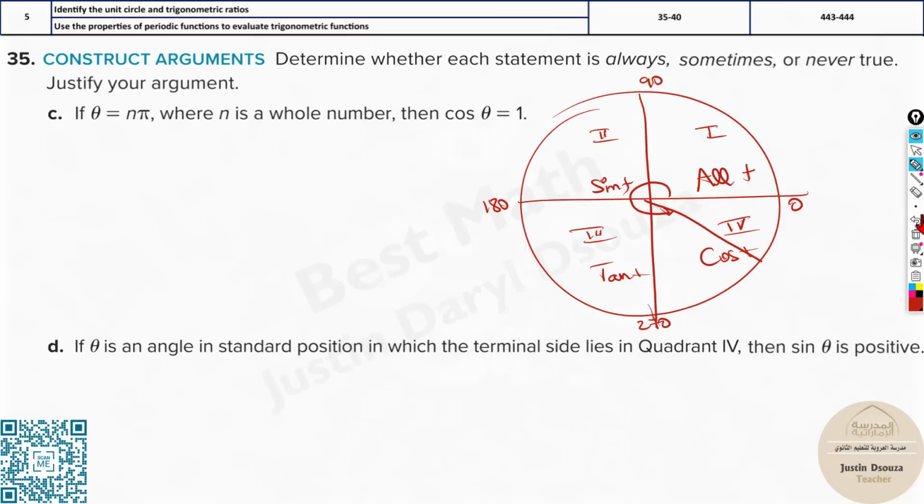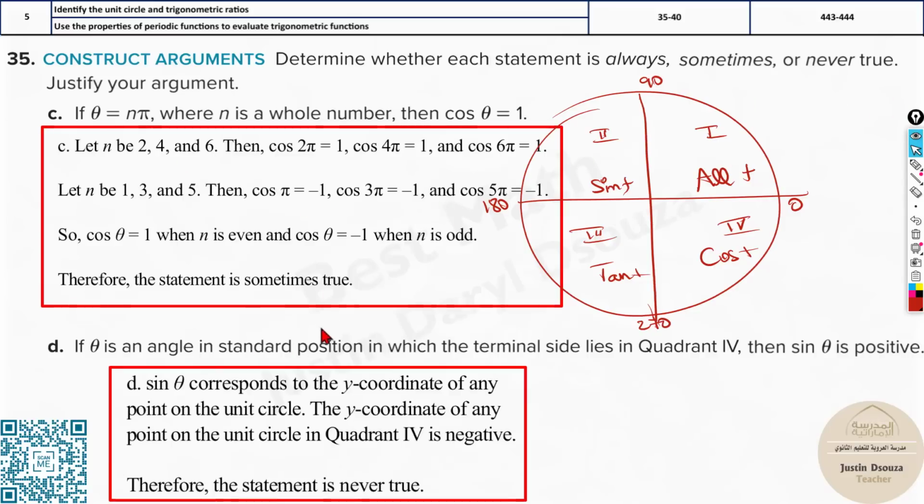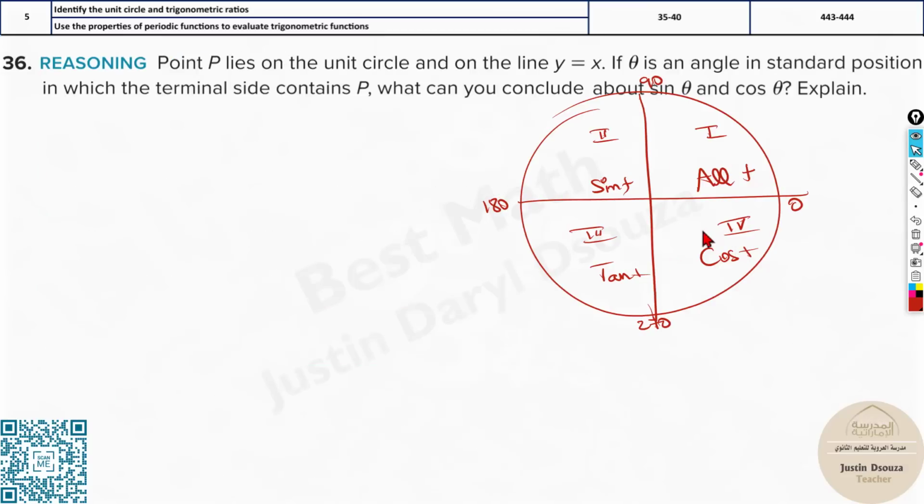Is it the case? When you reach the fourth quadrant, look over here, only cosine is positive. If it was first or second quadrant, yes, this is always true. Not over here. Third and fourth, it's wrong. Sine is not positive, it's negative, so this is never true. The C option was sometimes true. Yes, that's the answer. And over here, it's never true because sine is never positive in the fourth quadrant. Sorry.